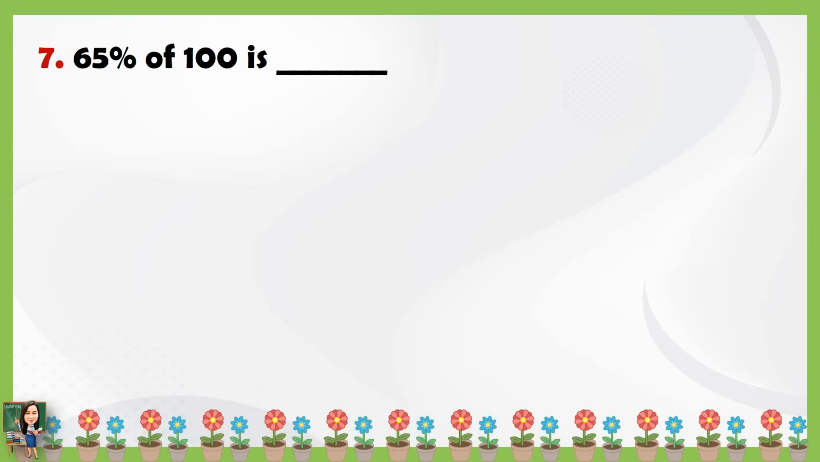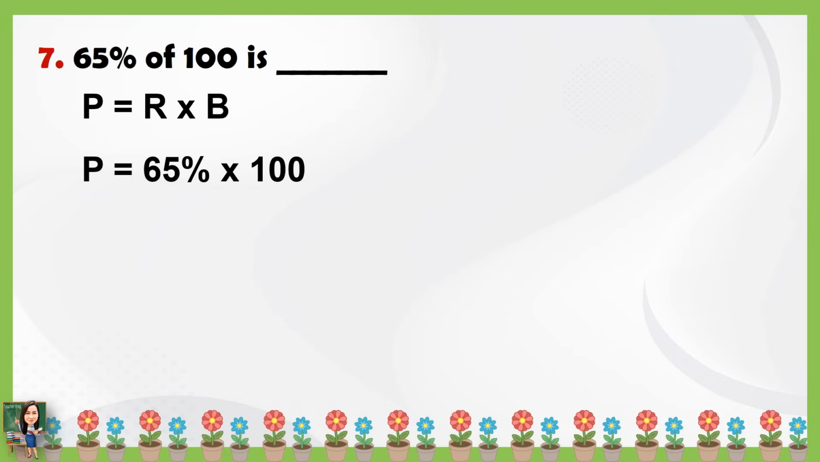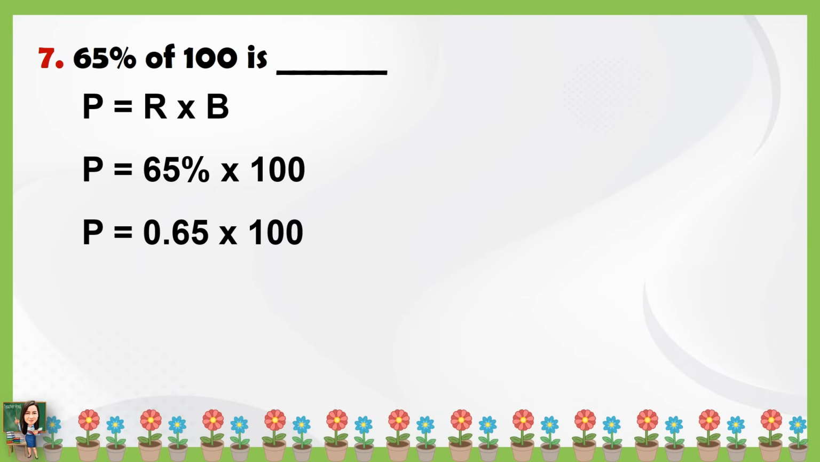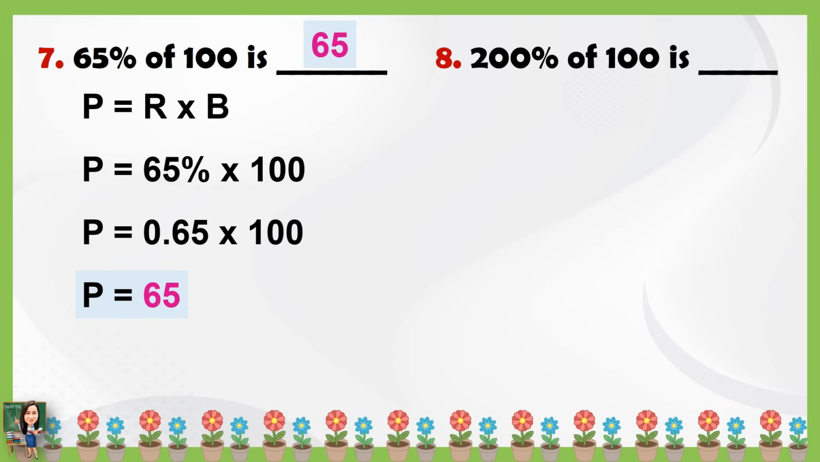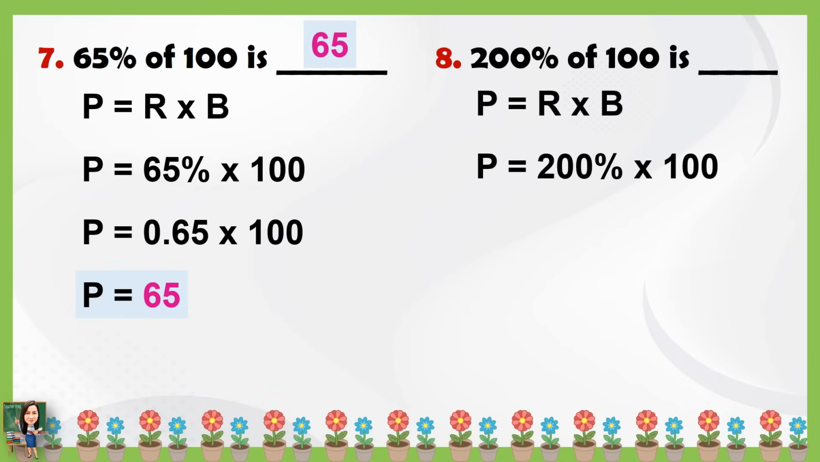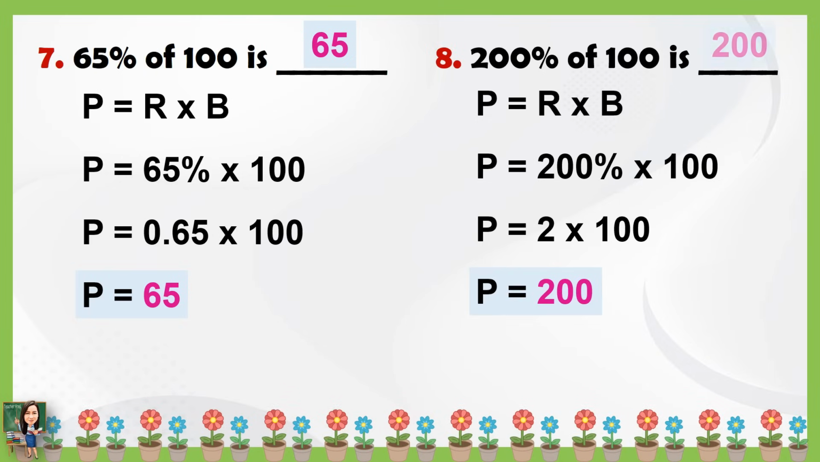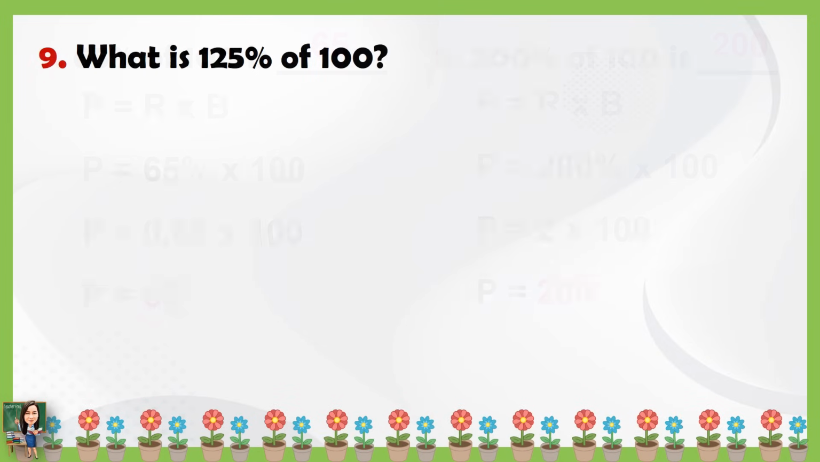Number 7. 65% of 100 is blank. Use this formula. Percentage equals 65% times 100. In decimal, 65 hundredths times 100 equals 65. The percentage is 65. Number 8. 200% of 100 is blank. Use this formula. Percentage equals 200% times 100. In decimal, 2 times 100 equals 200. The percentage is 200.